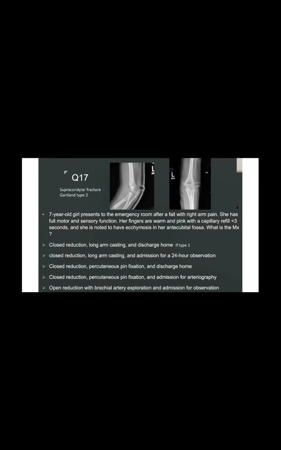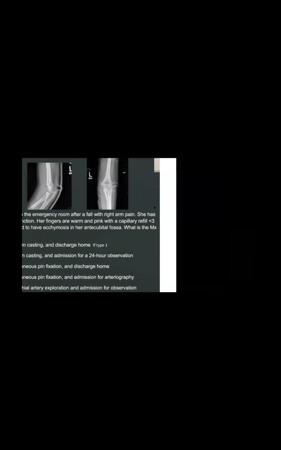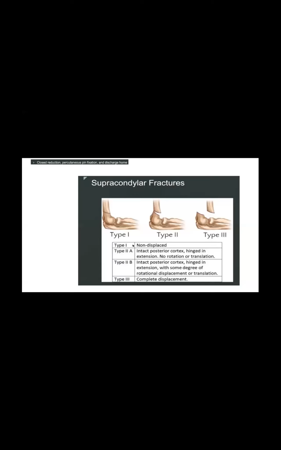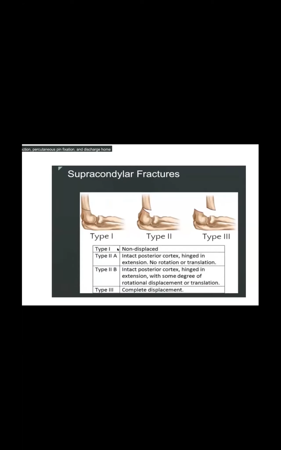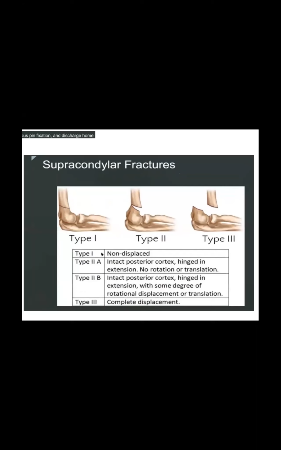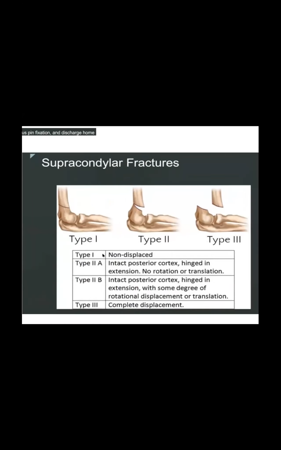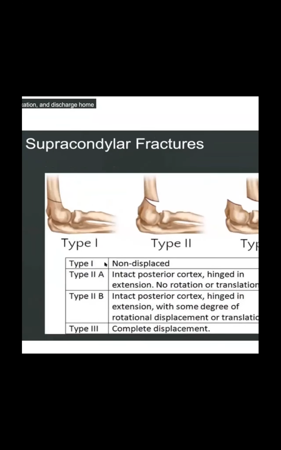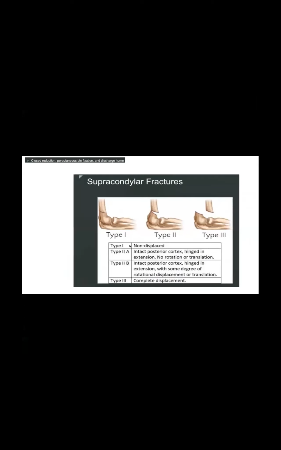This is a little bit of a huge description just before starting this question. Supracondylar fracture: this is type 1, 2A, 2B and 3. Type 1 means non-displaced. Type 2A means intact posterior cortex, hinge in extension. No rotation or translation, but type 2B is hinge in extension with rotation and displacement.